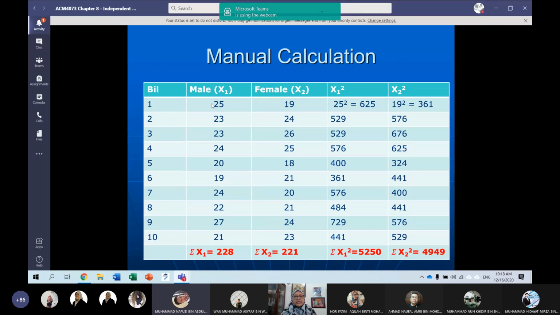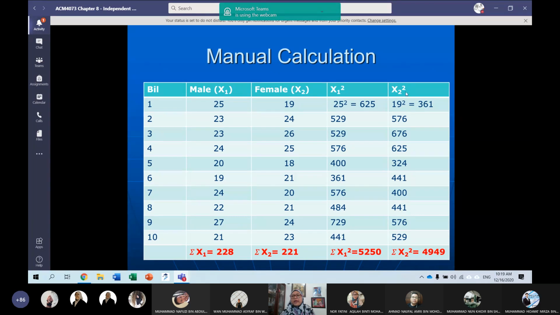You key in the male scores under the first column, x1. At the bottom, you have to sum up each score. So this is the sum of x1. x1 means male, and then we have the scores for female, x2, and then the sum for female. Then x1 squared. We have 25, for example, 25 times 25 is 625. You have to do the calculation for each of them. You have to square each score. After you get all of them, you sum up the whole scores. This is 5,250.